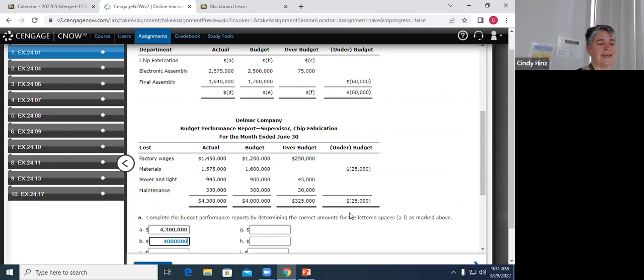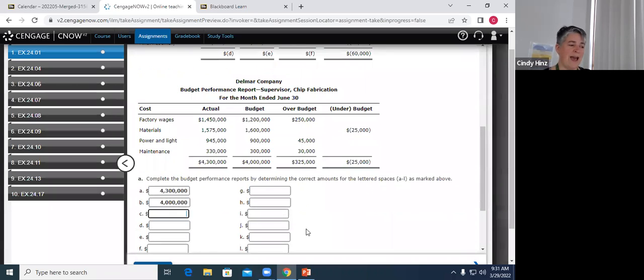And letter C is the net that they are over budget. And so 3 of their lines were over budget, 1 was under budget. We saw this in our variance analysis reports we were looking at last week. And so because we have 325 over, but 25 under budget, the net of that is $300,000 over budget.